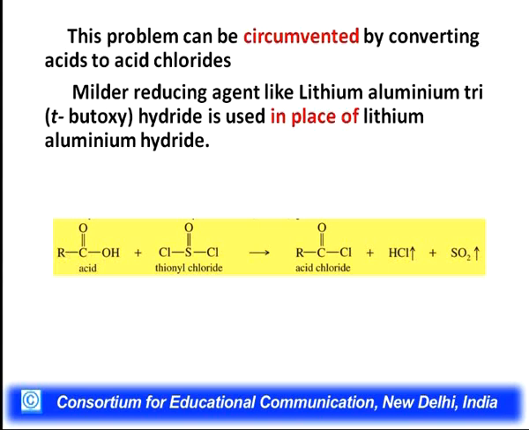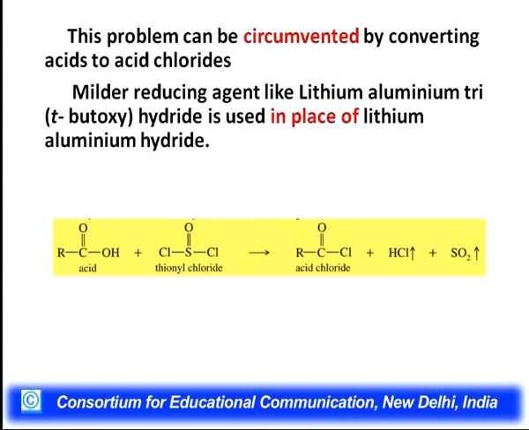Second, we can convert the carboxylic acid into acid chloride. Why are we doing this? Because the reduction of acid chloride is easier, so we can use a milder reducing agent, that is, lithium aluminium tri-tertiary butoxyhydride instead of lithium aluminium hydride. Please remember, if we were using lithium aluminium hydride even with acid chlorides, then acid chlorides would also be reduced to alcohol. We will not be able to stop the reaction at the aldehydic stage.